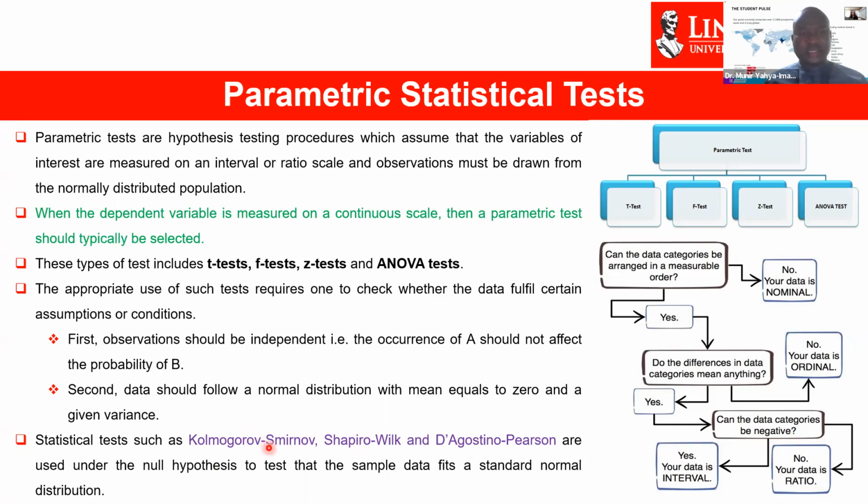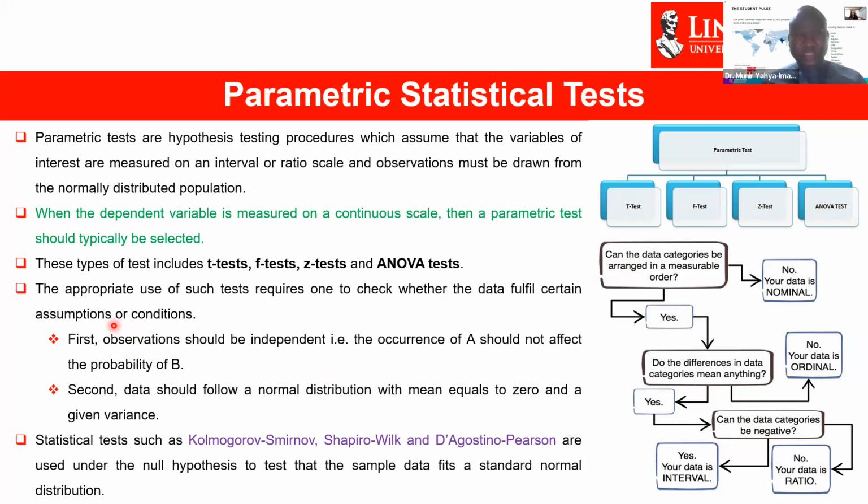How to carry out this kind of test, we'll see under statistical analysis. But one thing you have to understand here is that if you are using a parametric test, it's either you use the t-test, F-test, Z-test, or ANOVA test. Then when do we use the t-test? When do you use the F-test? When do you use the Z-test? When do you use ANOVA? We're going to see that in a short while.